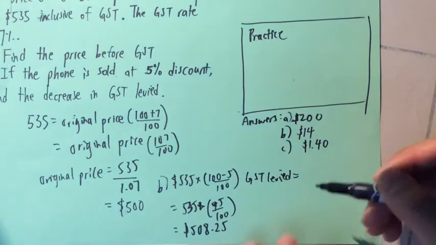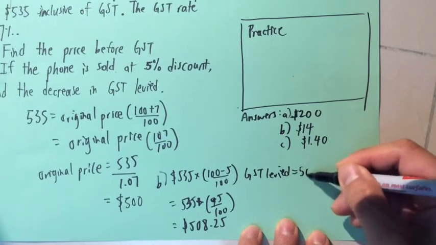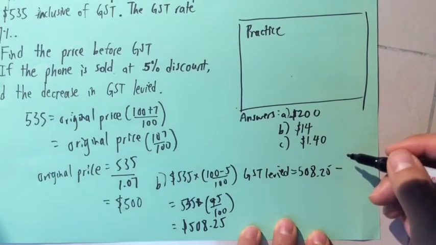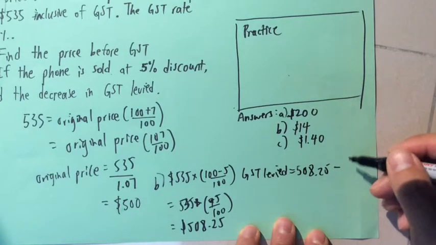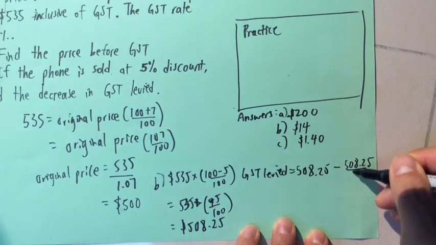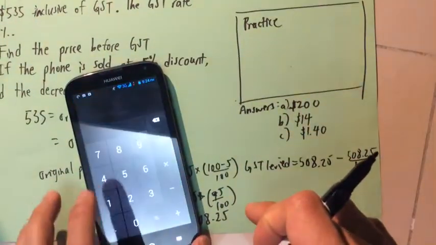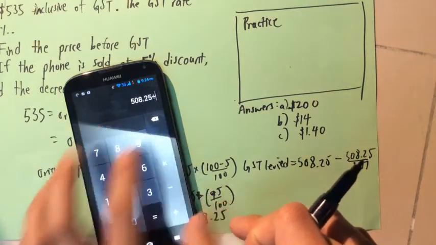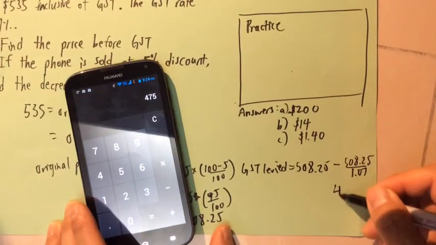Okay, so the amount of the GST levied in this case would be $508.25 minus what the price would be without the GST. So that would be $508.25 divided by 1.07. Now, if we take out a calculator, we'll find that 508.25 divided by 1.07 gives us $475.